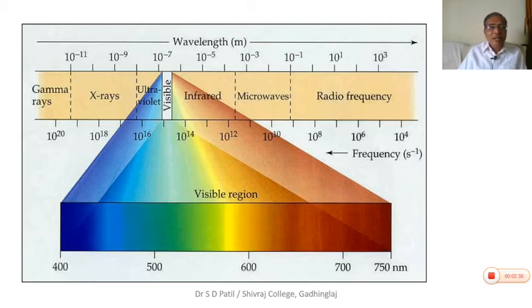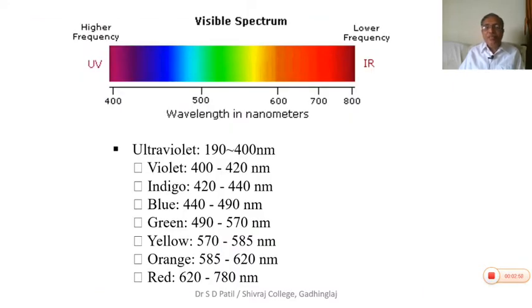So this is the portion of electromagnetic radiation which indicates the visible range. The normal visible range is from 400 nanometers to 800 nanometers, and we study ultraviolet and visible region collectively in this particular topic. So this spectrum shows that there are radiations in UV, then the visible region is shown, and to the right side there is the infrared region.